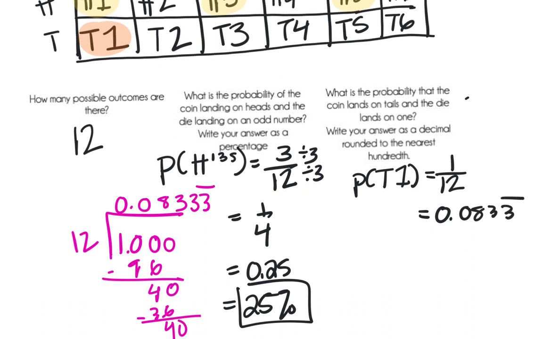0.083 repeating, rounded to the nearest hundredth. So we find our place, we look next door. The number next door is 4 or less. So the one we round gets to rest.